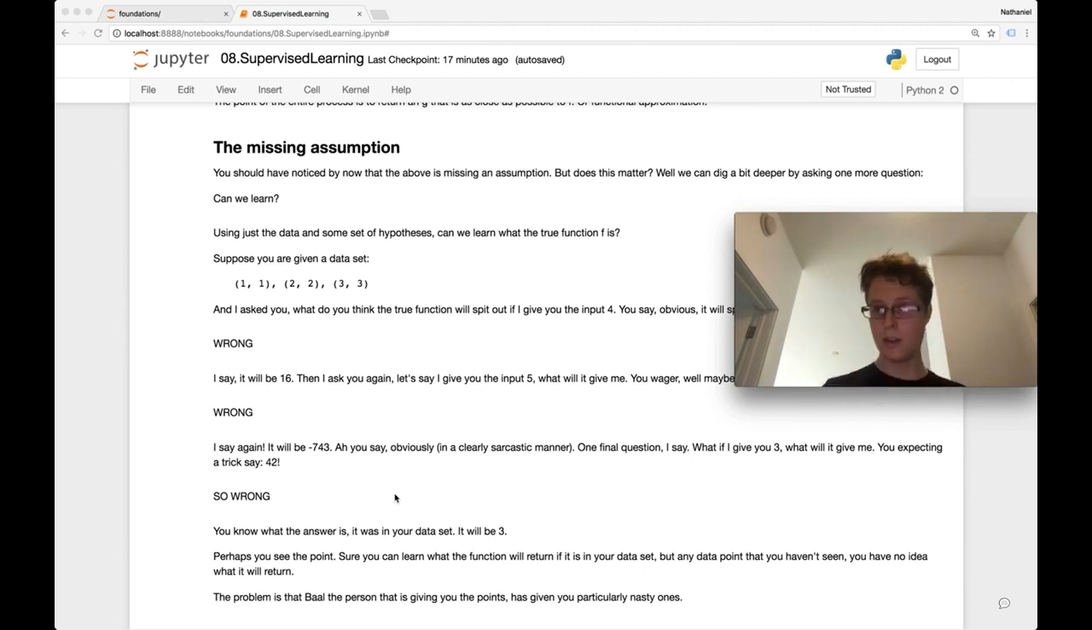The point here is that these points that I've given you, this 1, this 2, this 3, this 4, this 5, could be particularly nasty points. They could be points from the tail end of a function that was very complex. They could be points that had a lot of noise given into them. These points were given to you by, and I called it Baal, the devil. So someone gave you these points intentionally trying to trick you.